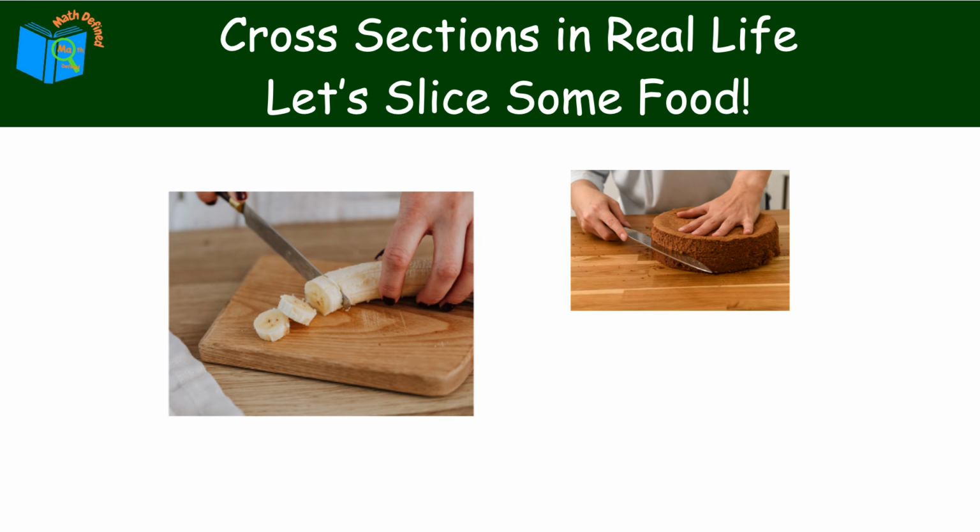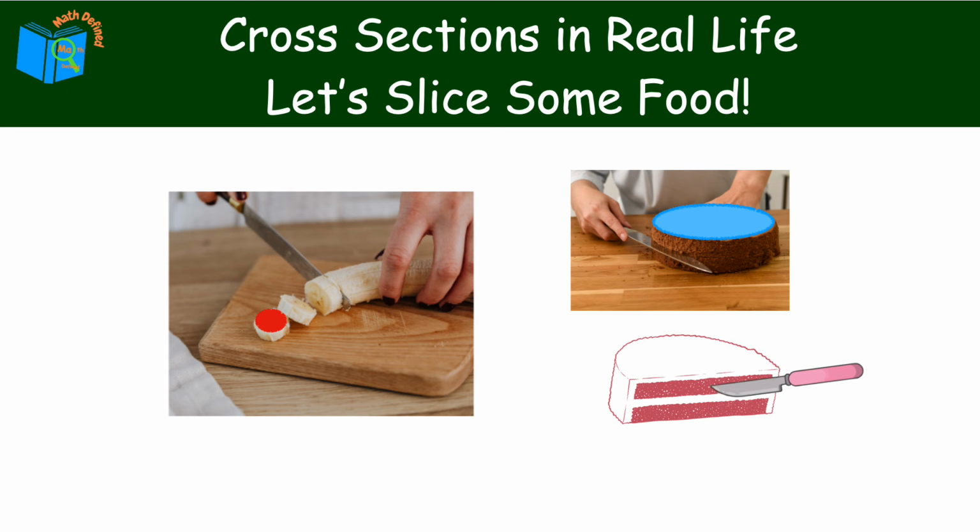Let's warm this up with food because everyone understands slicing food. If I slice a banana straight across, what shape do you see? Right, a circle. Now think about that round cake. If I slice it horizontally, I get a circle. But if I slice it vertically, I get a rectangle. Same cake, different cut, different shape. So every time you slice something, you're revealing a flat 2D shape inside a 3D object. That's a cross-section.